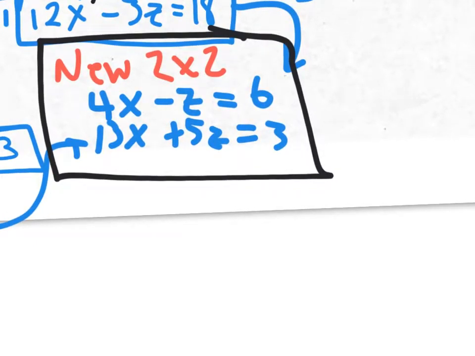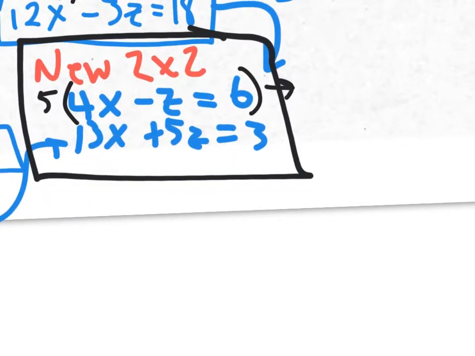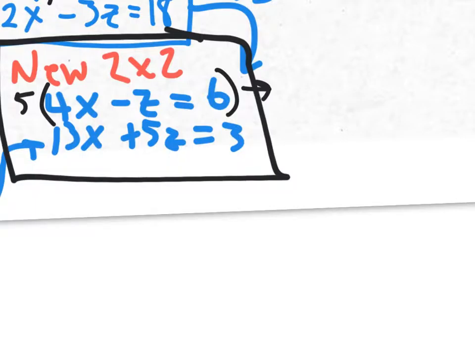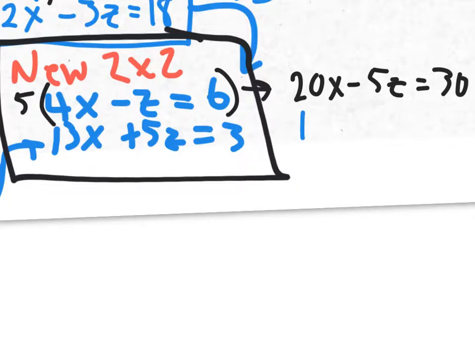And what do you want to cancel out? X's or z's? I would go with z's. So let's cancel out z's by multiplying the top equation by what? 5. By 5. So I'm going to get 20x minus 5z equals what? Equals 30. And the bottom one, we're just going to leave the same, right? So that's going to be 13x plus 5z equals 3. And now we're ready to combine and cancel.